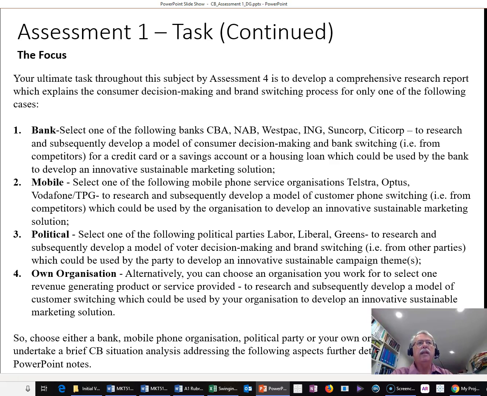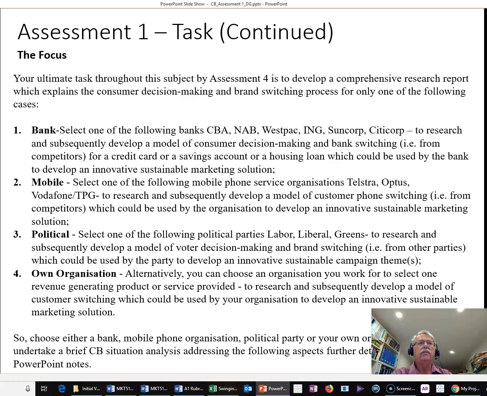The second one relates to mobile phones. So you pick an organisation which you're doing the research for, whether it's Telstra, Optus or the combined Vodafone TPG, to develop a model of customer phone switching. In other words, you want to know why people switch. With banking, you want to know why they choose a particular account.